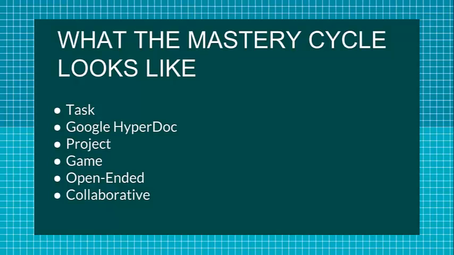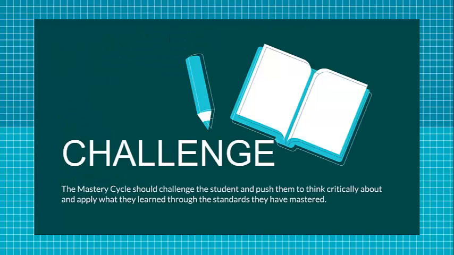So the mastery cycle can be a task, a Google Hyperdoc, a project, a game. It should be open-ended and is better if it's collaborative. All the mastery cycles should have a low threshold, high ceiling, so that the lower students are able to do them, even though they may need more support, and the high students who have more abilities in that standard are able to push themselves further and challenge them.